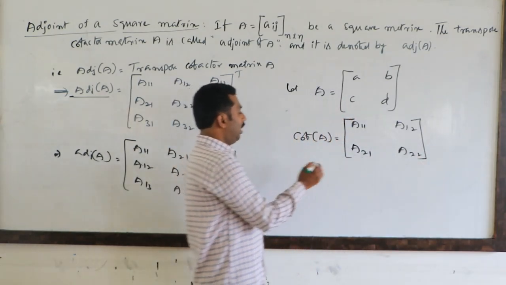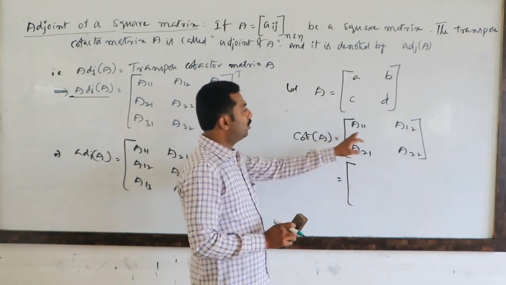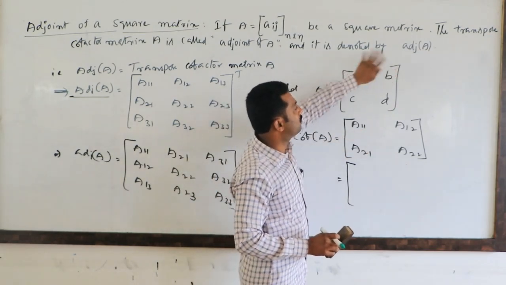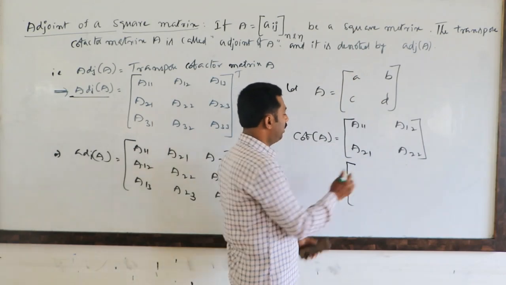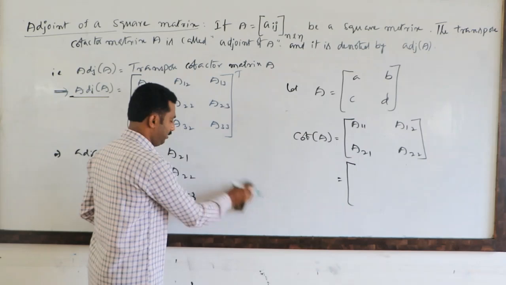Then how to get A11? How to calculate the cofactor? We have to close the first row first column. Then the remaining element is D. What is the definition of Aij?